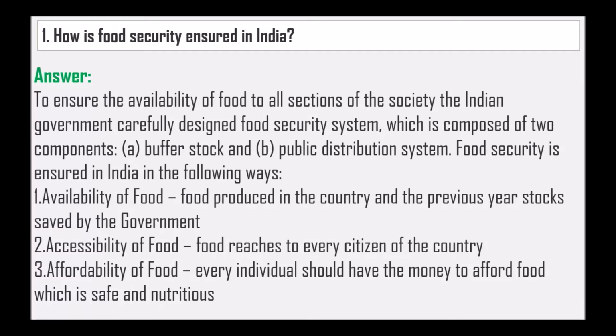Food security is ensured in India in the following ways. Availability of food: food produced in the country and the previous year's stock saved by the government. Accessibility of food: food reaches every citizen of the country. Affordability of food: every individual should have the money to afford food which is safe and nutritious.